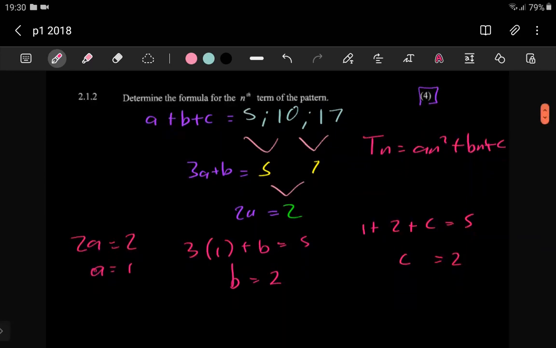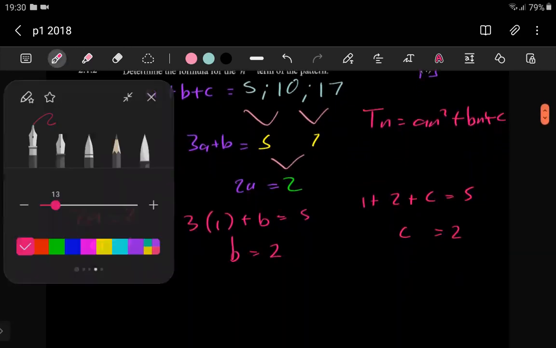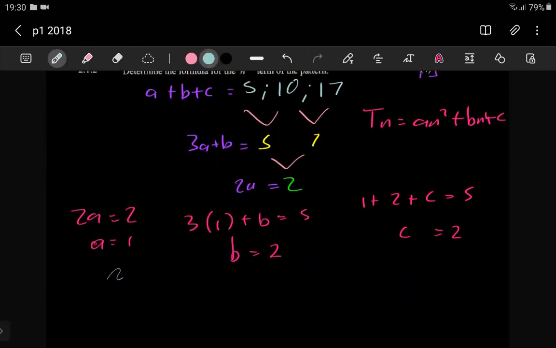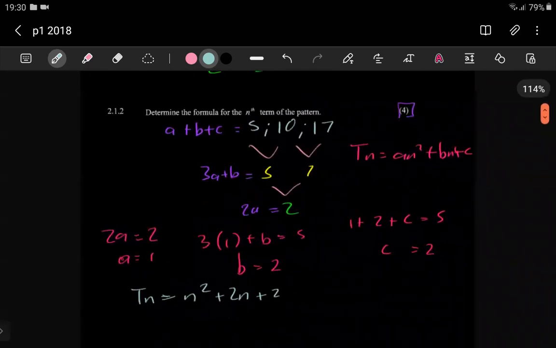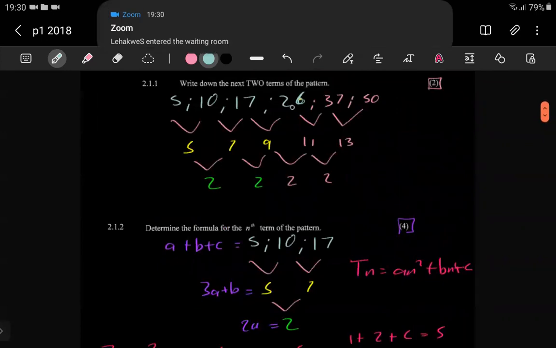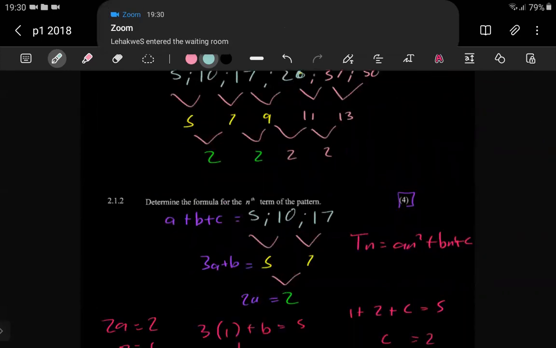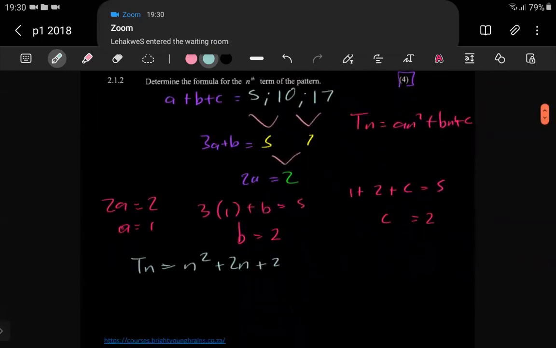Now, I have to test these out when we're done because we're moving way too fast. So let's see here. a is 1, so you put a 1 there, which is just n squared. There you put a 2, so it's 2n. There you put a 2. Now you want to test out your answer. You can test it by putting, let's say, n as 4. You want to put n as 4 and see if you're going to get 26 there.